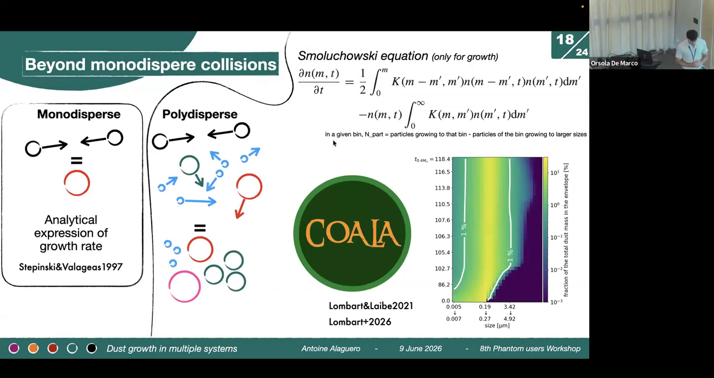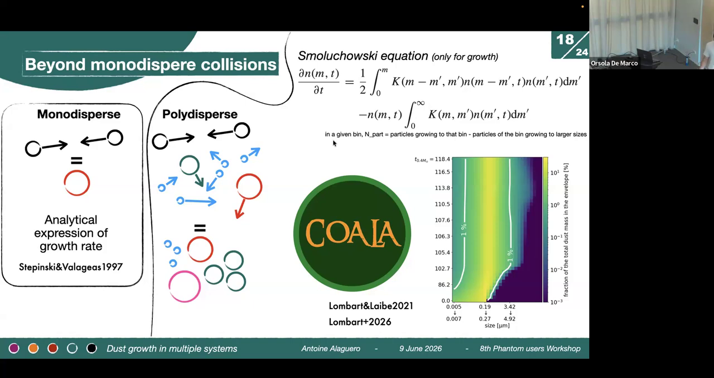Then we'd like to go beyond what we call the monodisperse framework. Monodisperse meaning that when you have collisions, it always involves two particles of the same size, and the outcome of the collision is one particle of a given size. This is very convenient because we know the analytics for that problem, and this is what is currently implemented.